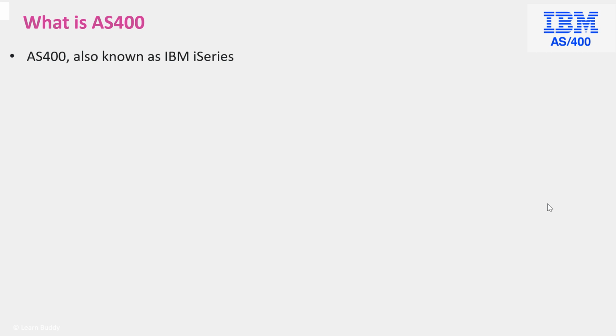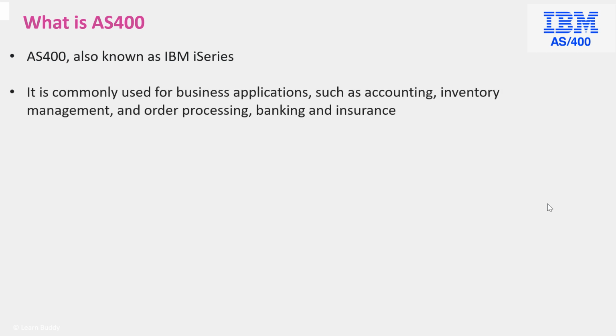So AS400 is known as IBM i series. It is also called i series, i Navigator, IBM 400 and OS/400. So there are many names. Okay. It was initially introduced by IBM. So IBM only developed the AS400. It is completely an IBM product. Okay. It is commonly used for business applications such as accounting, inventory management, order processing, banking and insurance.